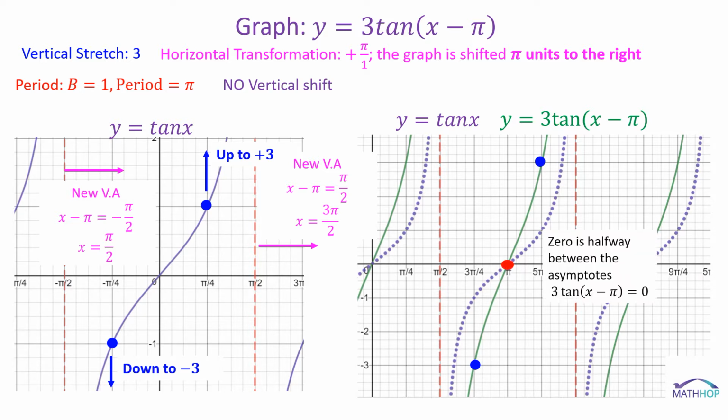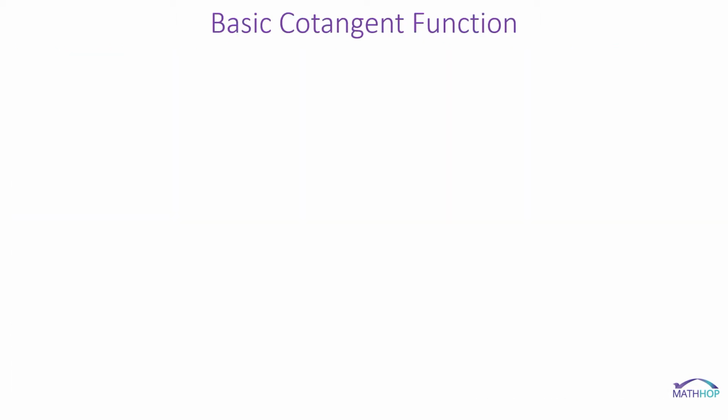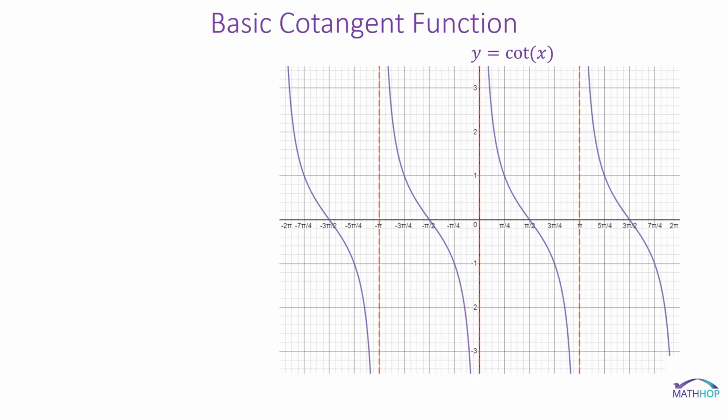Now, remember, our 0 is still halfway between the asymptotes, and we found that fairly easily. So let's go ahead and graph the cotangent function. The basic cotangent function is going to have a lot of similar properties to the tangent function. Of course, it doesn't look exactly the same. It is decreasing over its interval, and our asymptotes are in exactly the same place.